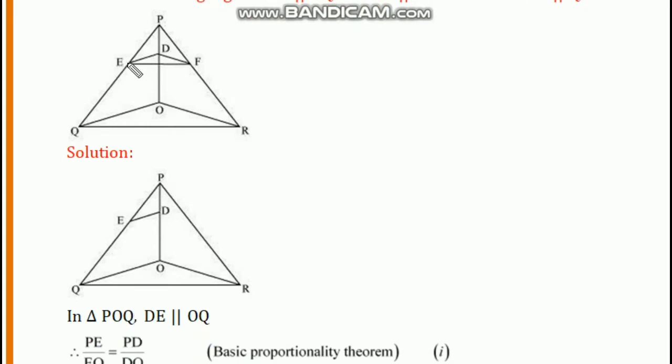See the given figure. The first condition is ED is parallel to OQ, and the next DF is parallel to OR. We need to prove that EF is parallel to QR. Okay, so first we need to take the condition as in triangle POQ, ED is parallel to OQ.